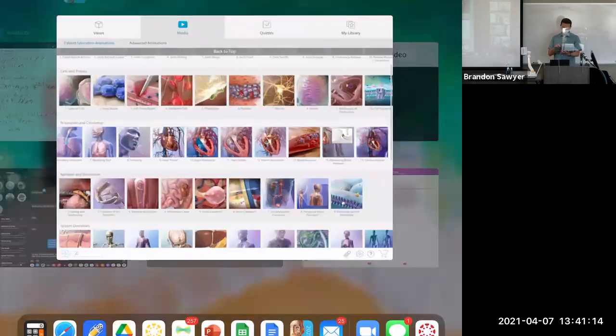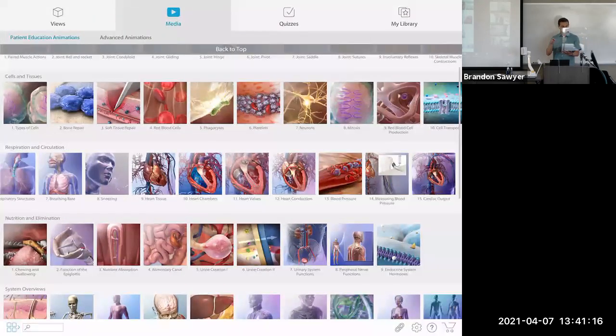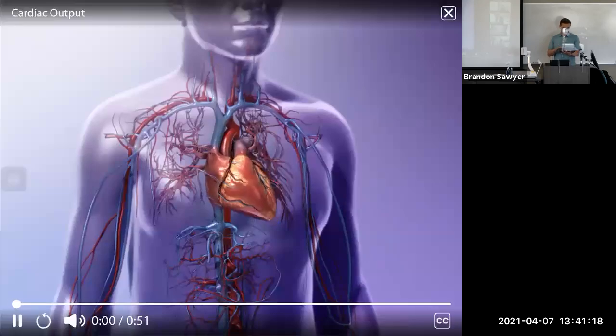Let's start out with this video here. I'm going to go over to my app here and show it this way. It's just a short video that walks us through what cardiac output is.